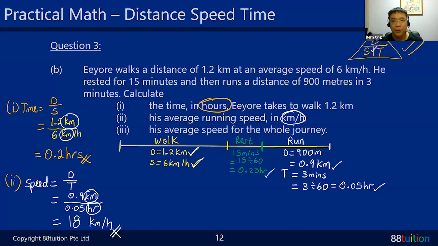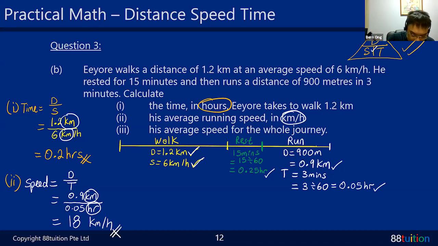Can you see? So it's actually very simple. Once your line is drawn you can put in the story. Everything is up there. The question gives you 2 things. You've got to find the last thing. Question gives you distance and speed. Find time. Question gives you distance and time. Find what? Speed. Can you see or not? So always look for the odd one out.